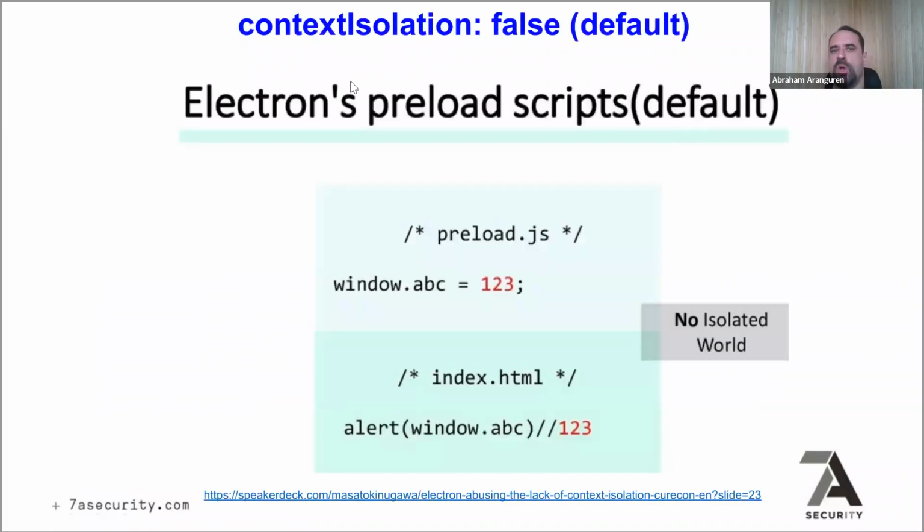Let me explain this. When context isolation is set to false, which is still the Electron default, there's no isolation between the preload script and the HTML, right? So if on the preload script you have window.abc equals 123, and then you do alert(window.abc), you will get 123. So basically, these two contexts are the same, right?